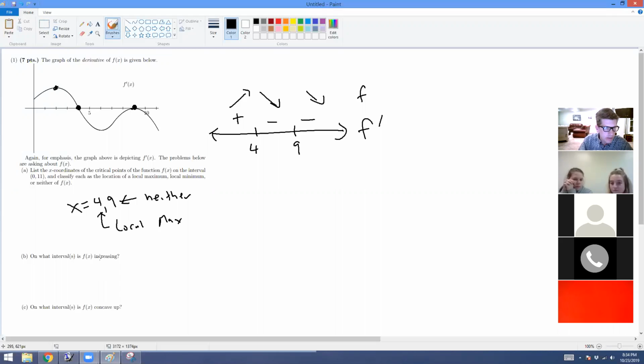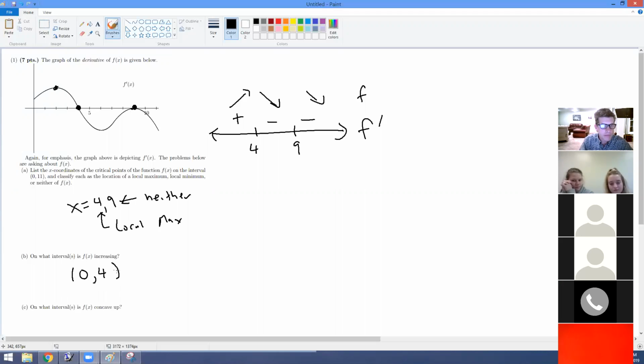Okay, and I think we've already answered B, increasing to the left of 4. So in this problem, the domain is 0 to 11. Yeah, 0 to 4 is where it's increasing. Okay, concave down. We know f is increasing. This is what we just did. When f prime is what?